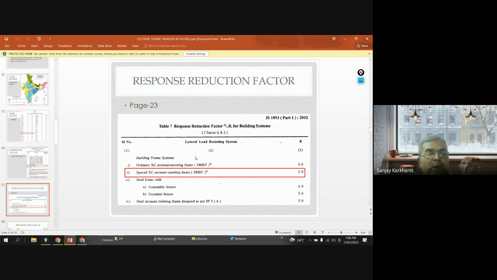See, earlier the code used to say that if you are designing it as an ordinary moment resisting frame, then whether ductile detailing is to be provided or you can be exempt from that was your choice. The code had given you the choice. Now that choice is waived off. Now the code says it is your choice whether you are going for R equal to 3 or R equal to 5, but under any circumstances, you must go for ductile detailing.